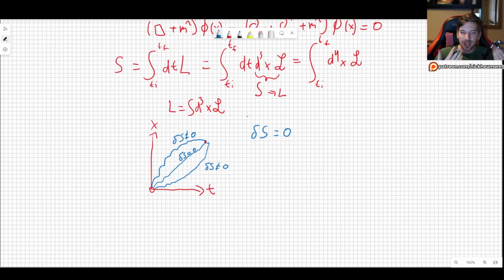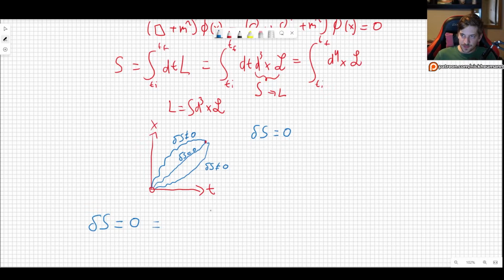The variations of their action have to be 0. And that is a constraint that allows us to find their equations of motion. And that is what we will apply to the action right here. So a variation on our action, delta S, has to be equal to 0.